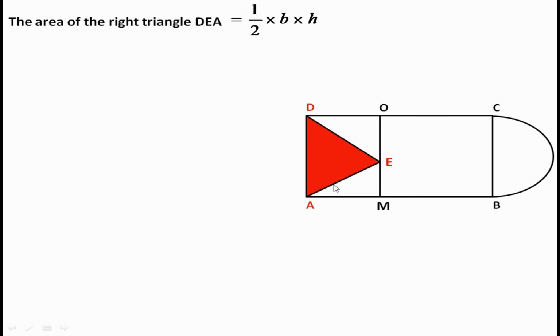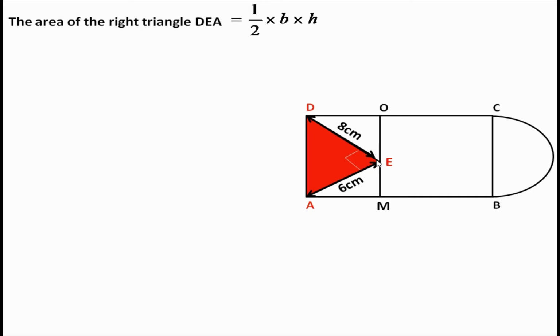Now, if you remember, the question had given us this information that angle DEA is 90 degrees. That's why I am saying that this triangle is a right triangle. That's why this red triangle is a right triangle. We know the base of this right triangle, which is 6 centimeter, and we know the height of this right triangle, which is 8 centimeter.